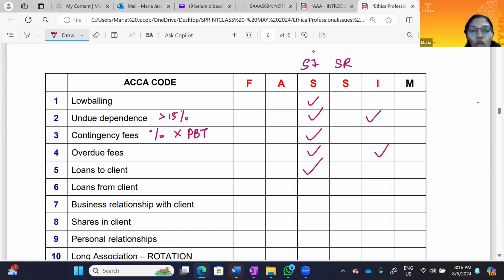Now loan from client, can I take a loan from a client? Also cannot, unless the client is a bank and they give us the interest rate which is applicable to everybody, a normal interest rate on normal terms. In that case, again, it is going to be a self-interest threat if we take a loan from a client.